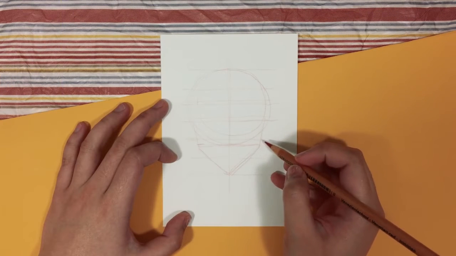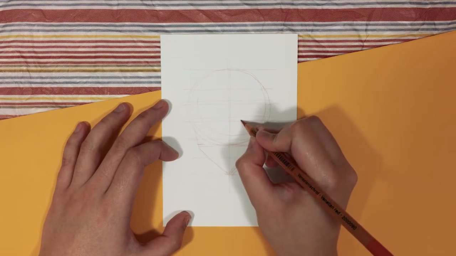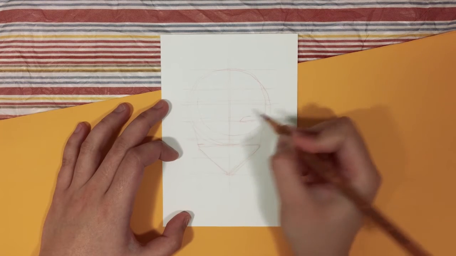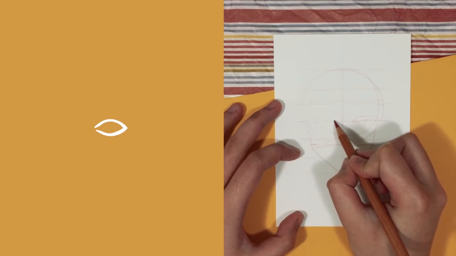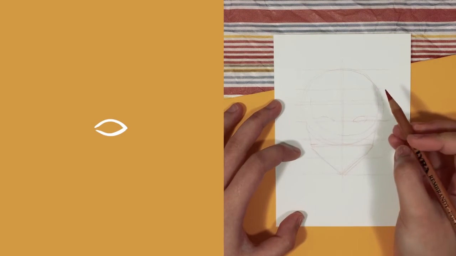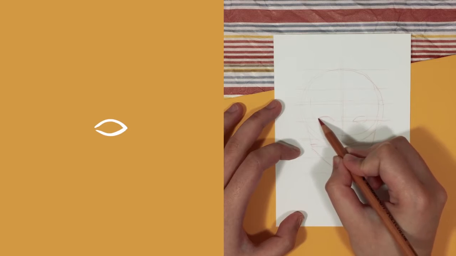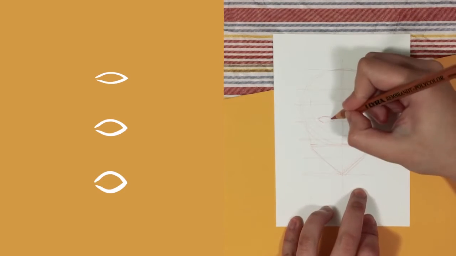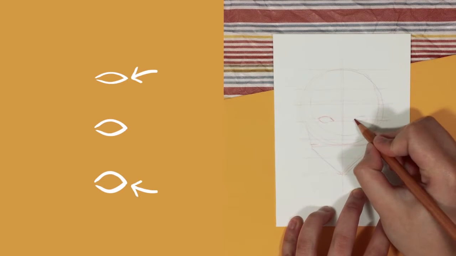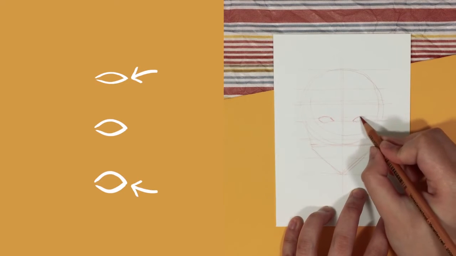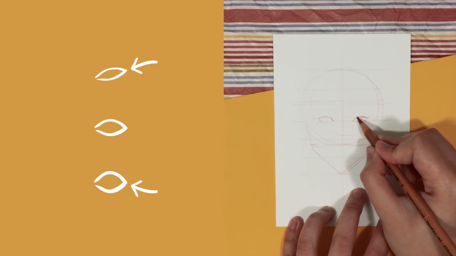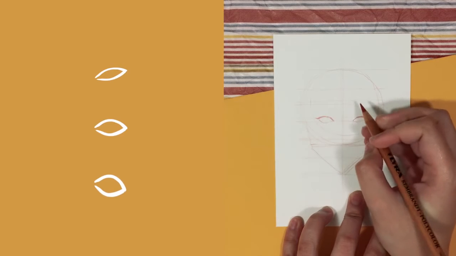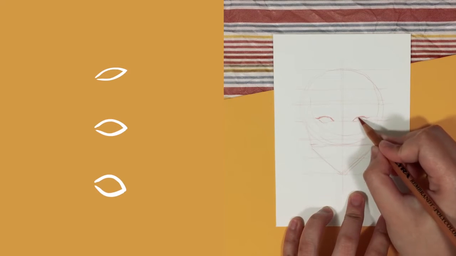Now that we have the guidelines, we can start adding in the facial features, starting with the eyes. When drawing the eyes, I like to start with a basic leaf shape on line 4. The height of this shape can determine how big or how small the eyes we want to draw. I also like to take note of the outer point, because changing the placement of this, whether it's a little bit higher up or a little bit lower, can give us a range of eye shapes, such as an almond eye shape or a downturned eye shape.